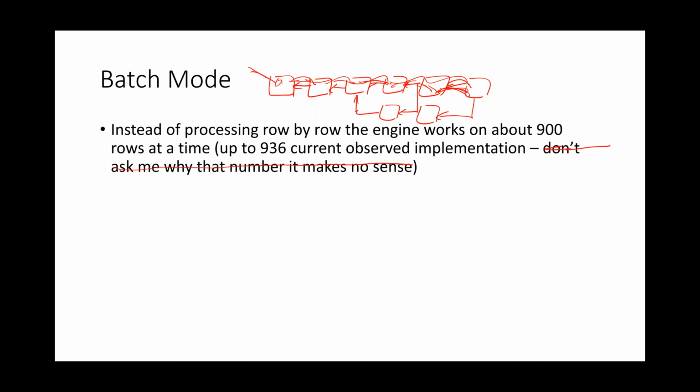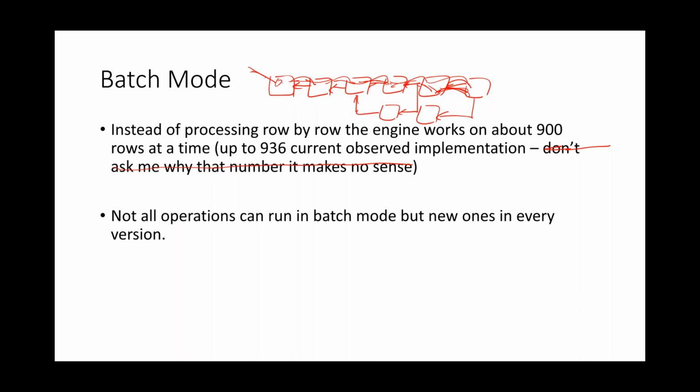Instead of processing row by row, which made sense in a row store, it's now processing a lot of rows in one go. Not all operations can run in batch mode, but in every new service pack and every new CU, I've seen more and more things going into batch mode. They even started using batch mode in regular row store tables for certain operations. It's a good idea to process more than one row at a time. And CPUs and everything became powerful enough that you can actually do 900 operations on 900 rows in a time before you yield to the next one. So that's a nice thing.